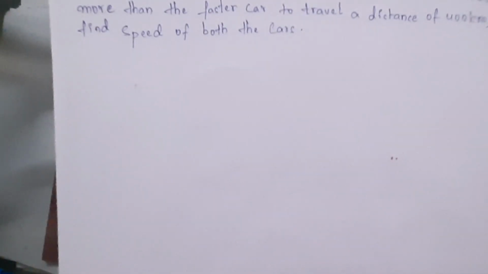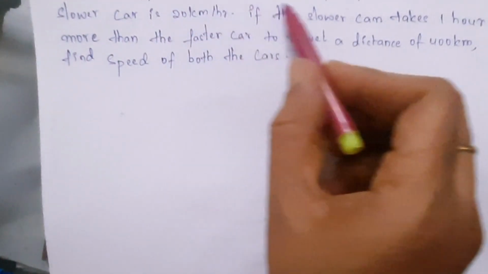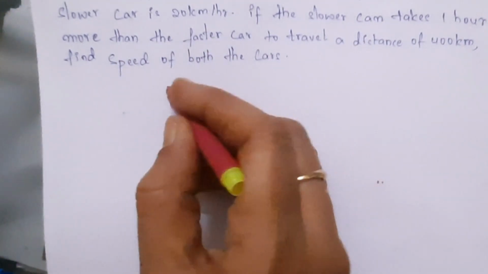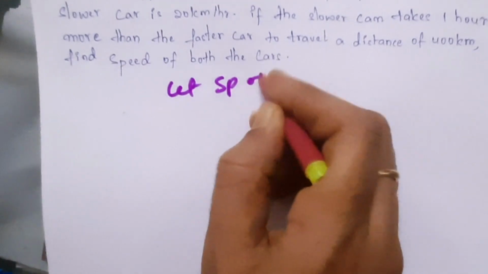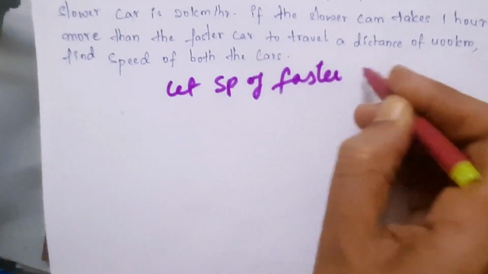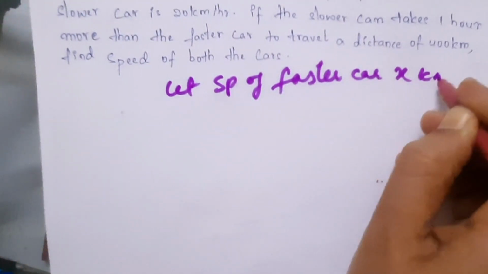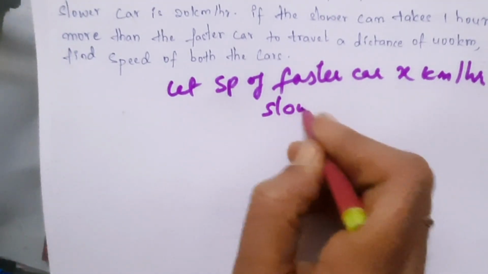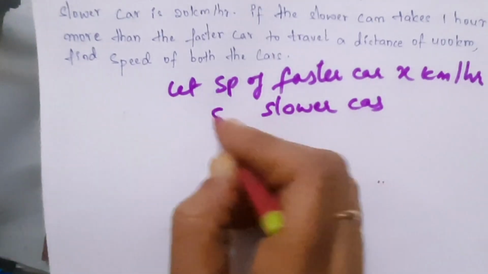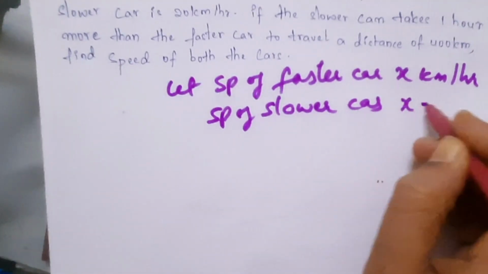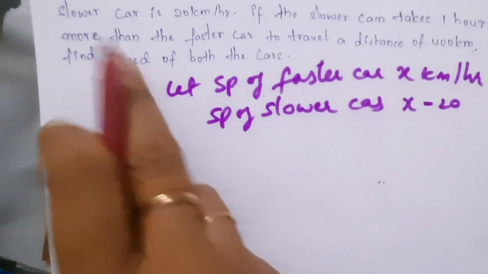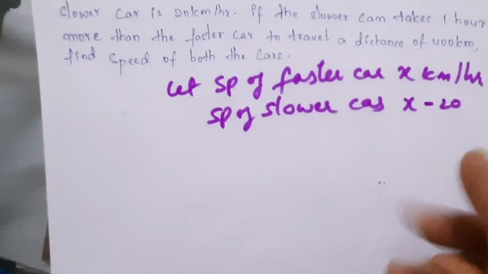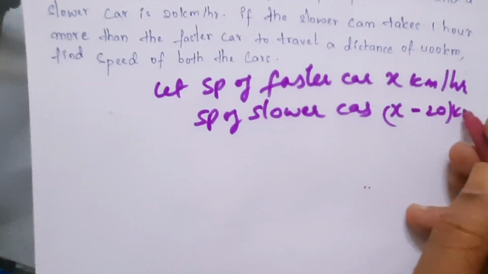Now let's start with the next question. Here it is given that the difference between the speed of the faster car and the slower car is 20 km per hour. So we'll consider, let the speed of the faster car be x kilometer per hour. As we considered the faster one's speed, the slower car speed will be x minus 20. It's given the slow car is 20 km per hour less than the faster one, so we consider it x minus 20 km per hour.